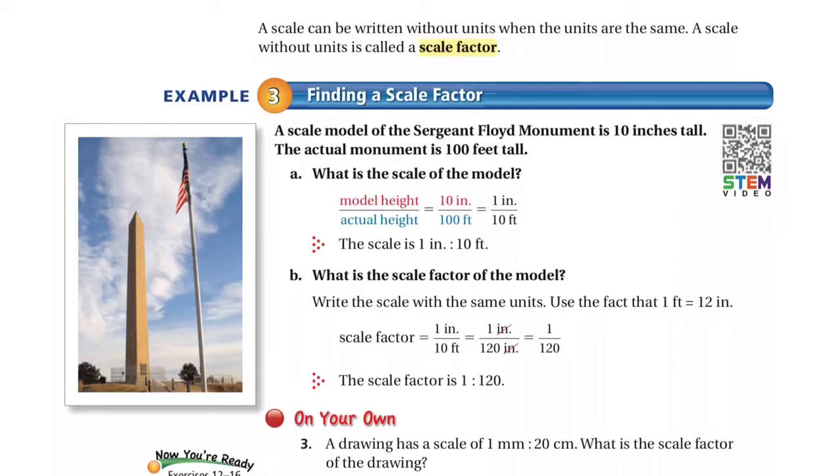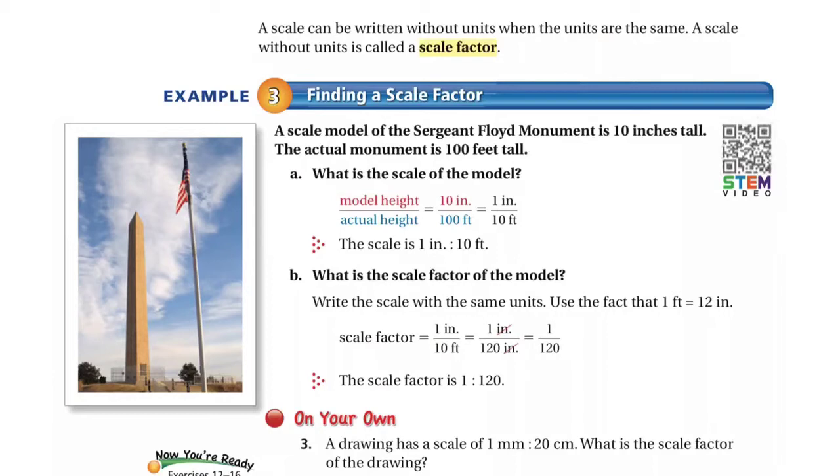Well, now we want them both to be either in inches or feet. And it's much easier to turn 10 feet into inches than it is 1 inch into a foot, because it'd be 1/12 of a foot, and I don't want a fraction up there. So we turn them both into inches. 1 inch instead of 10 feet, obviously 12 inches per foot, makes that 1 inch to 120 inches. Since the units are the same, we just call it a scale factor of 1 to 120.